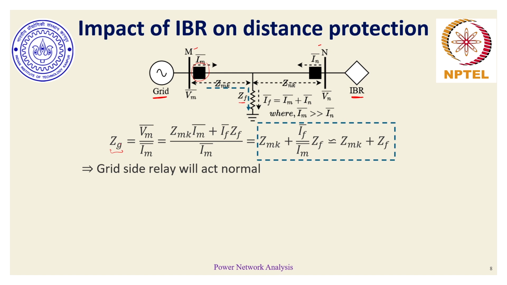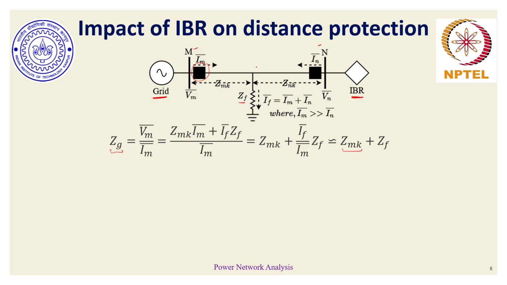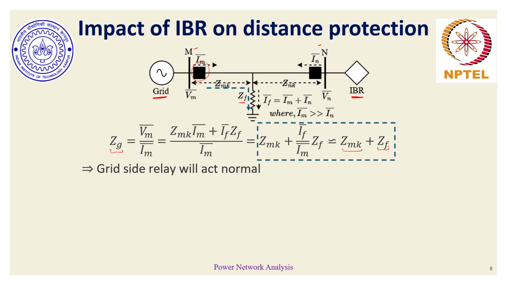So if I look at this fault impedance ZG, it would more or less be the same as ZMK, which is the impedance of the line between bus M and fault point K. It would also be measuring ZF times IF by IM, and this ratio would be more or less equal to 1. Remember, we are talking about a synchronous generator based grid, so the fault current contribution would be significantly higher from the synchronous generator side, and hence this ratio would more or less be equal to 1. So the grid side relay will act normally, the way it is supposed to operate.